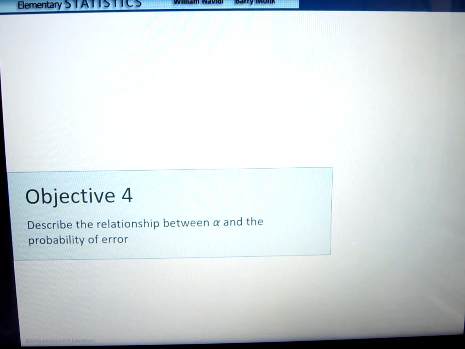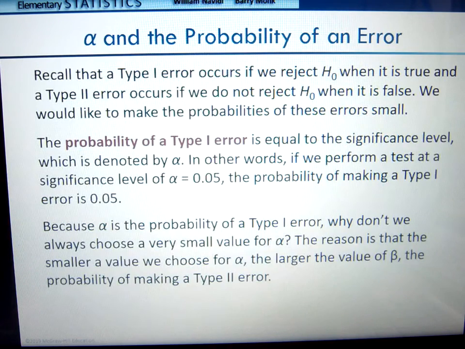Okay, describing the relationship between alpha and the probability of error. So we looked at type 1 errors, which occur if we reject the null hypothesis when it is true, and type 2 errors, which occur when we do not reject the null hypothesis when it is false. We can make the probability of these errors small. The probability of a type 1 error is equal to the significance level, which is denoted by alpha.